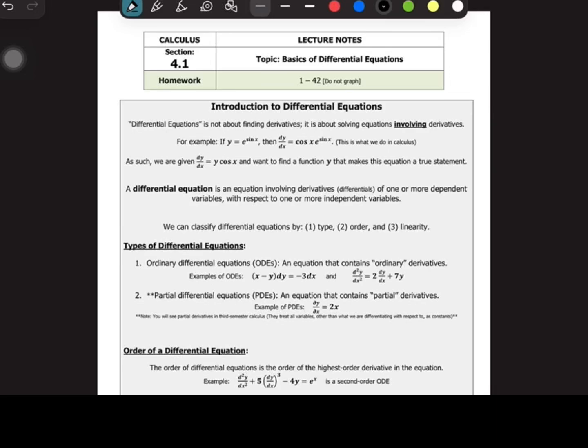Section 4.1, Introduction to Differential Equations. Woo, exciting. So, differential equations. They're about solving equations that involve derivatives or differentials.